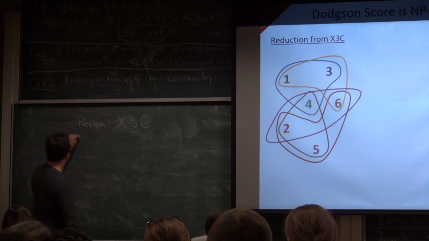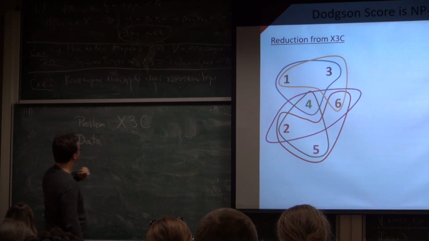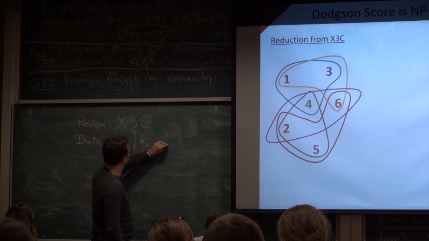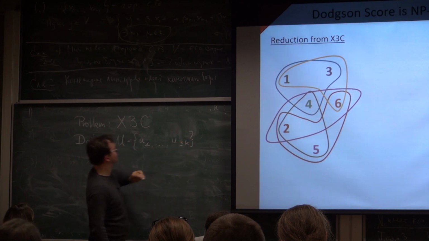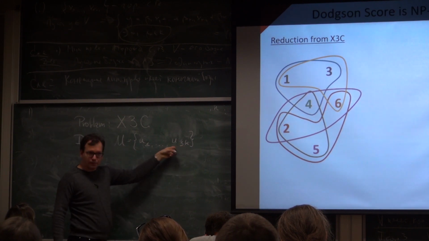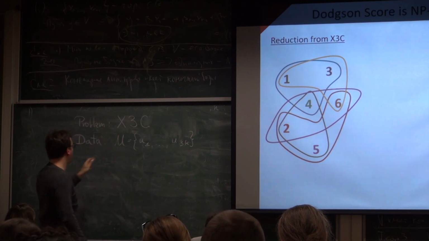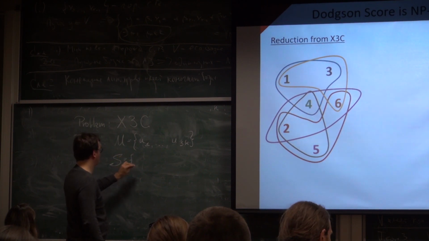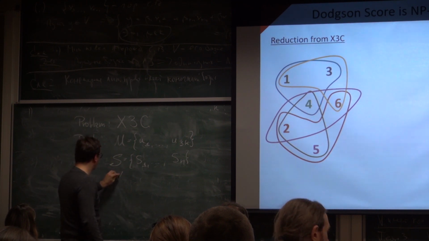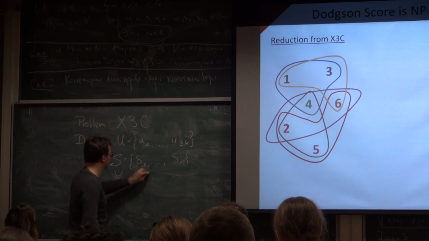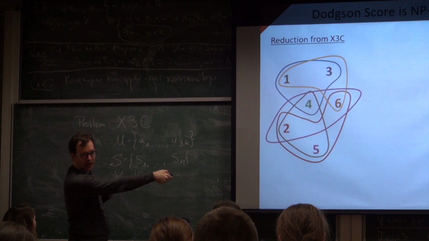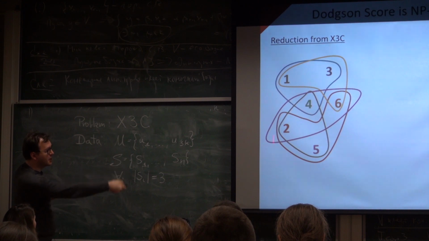Okay, the problem is X3C. Data, so the input, is some universe of elements, U1 through U3k. This k is part of the input as well, since it follows from the number of elements. We are assuming that the number of items to cover is a multiple of 3. And we have a family of sets S1 through Sn, and for all i, Si is of size 3. In this slide, you see 1, 2, 3, 4, 5, 6, so k equals 2, since 2 times 3 is 6. And we have a bunch of sets, each of 3 elements.